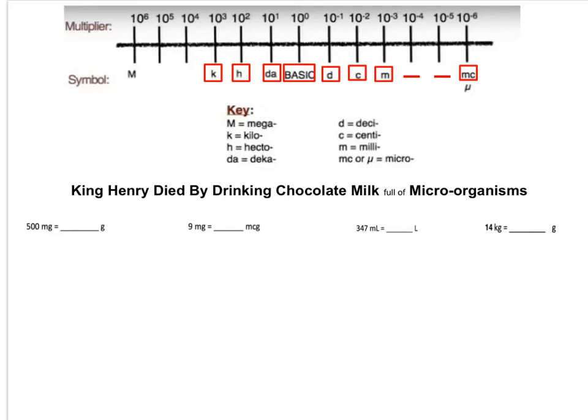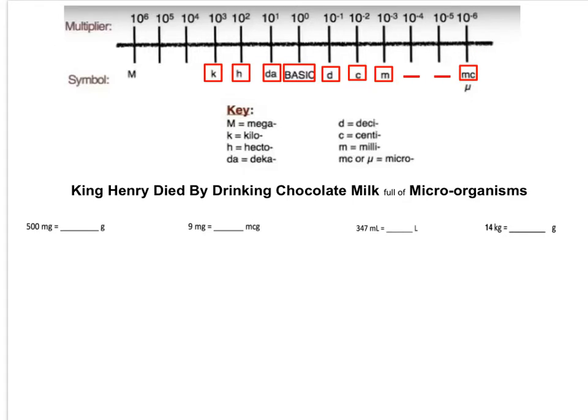Now there is a nice acronym here that we can use, or a nice kind of mnemonic. I don't know if that's the right phrase, but it's a nice phrase that we can use to remember the prefixes for kilo, hecto, and so forth. And that's King Henry died by drinking chocolate milk full of microorganisms. And you can see that the K, H, D, B, D, C, M, and M, especially micro, align with what we see in the chart.